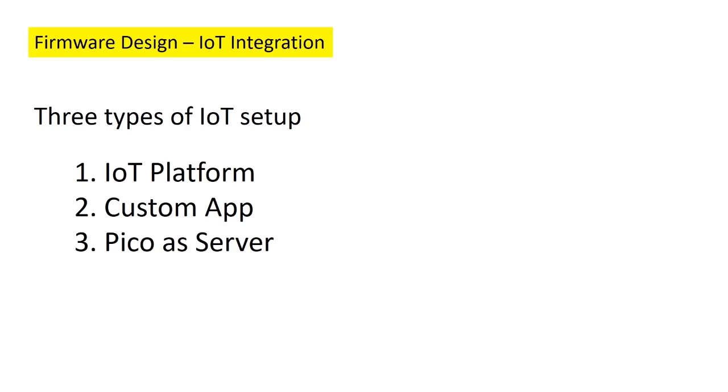Alright, so there are three types of ways you could set up your IoT for your temperature humidity controller system. One is to connect your Pico 2W to an IoT platform. The second type of setup is for you to create your own custom apps that manage the communication between your mobile applications, your web applications, and the Pico 2W. While the third one is you making your Pico 2W a server. So I will go through each of these three types for better understanding.